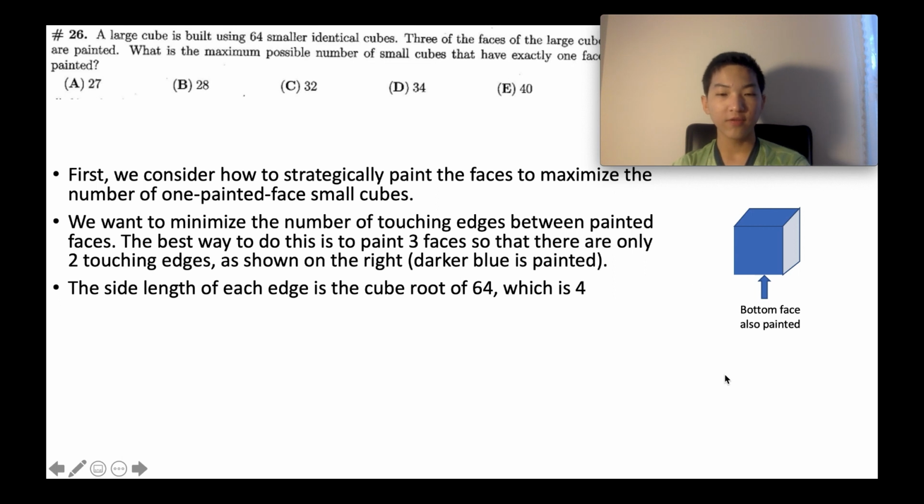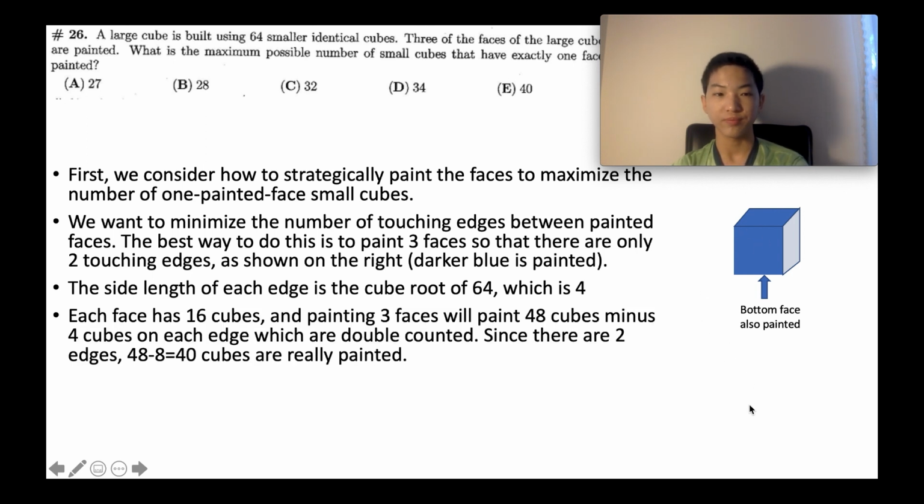The side length of each edge is the cube root of 64, which is 4. Because there are 64 cubes, there are 4 cubes on each edge. Each face has 16 cubes, because we can do 4 squared. And painting 3 faces will paint 48 cubes, minus 4 cubes on each edge, which are double counted.